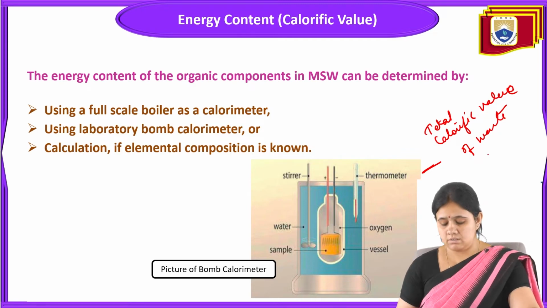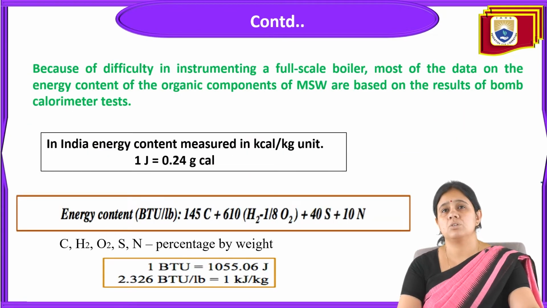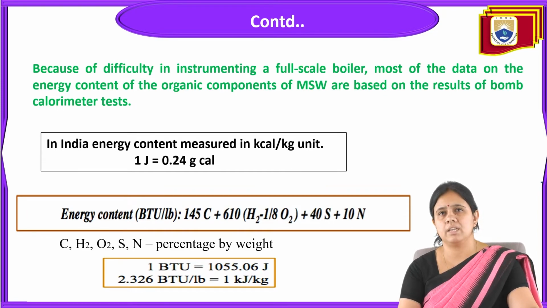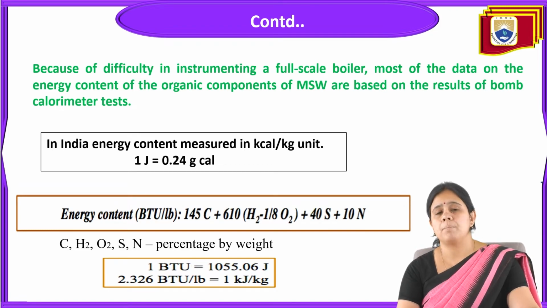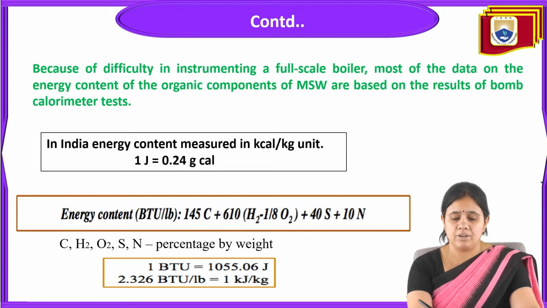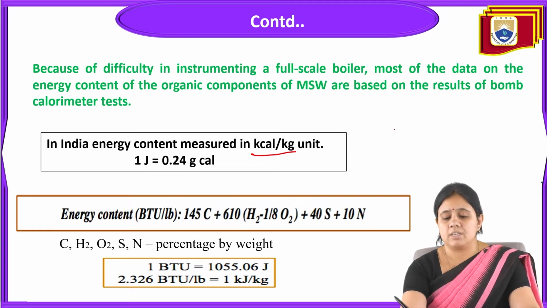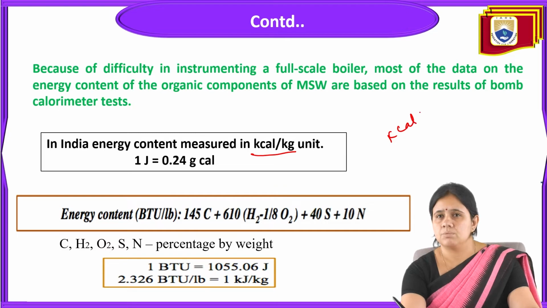Now comes the next point. Because of the difficulty in instrumenting a full scale boiler, most of the data on the energy content of the organic component of the MSW are based on the results of bomb calorimeter tests. Mostly the bomb calorimeter has been used. So in India, energy content is measured in kilocalorie per kg.